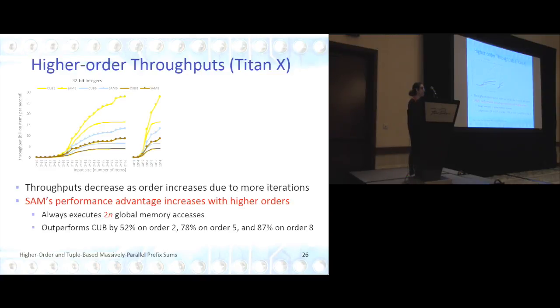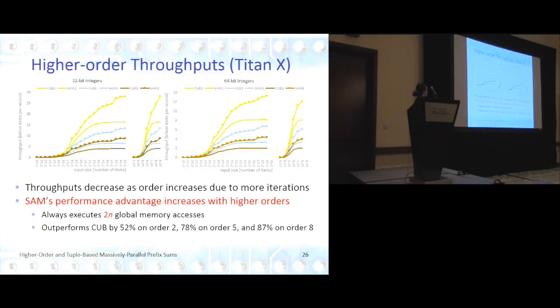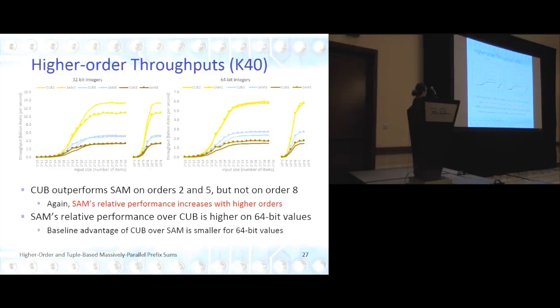The reason is that COP is iterating over the order, and that makes more accesses to the global memory. And that's why as we go to a higher order, the performance of COP will be worse and worse. And we have the same result for 64-bit integers as well. And let's look at the K40 result.